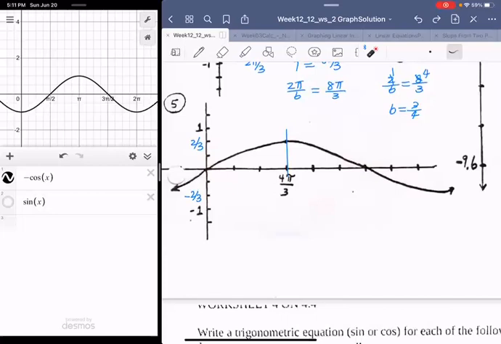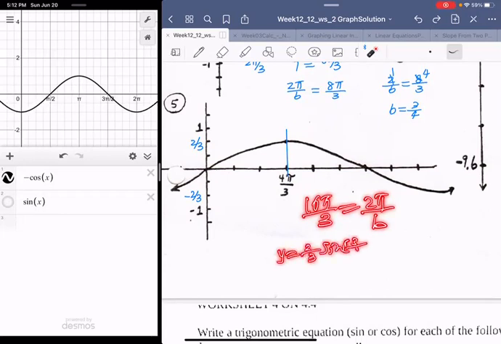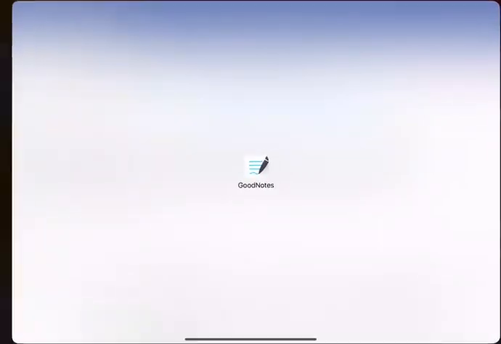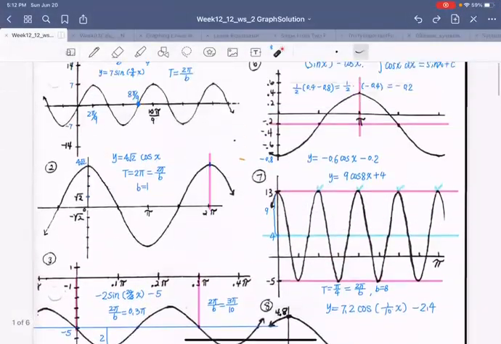The midline is 0 and the amplitude is 2/3. The period length is like 16 pi over 3. So 2 pi divided by 16 pi over 3 gets you b, and b is 3/8. It's positive, so it's y equals 2/3 sine times 3/8 x. Very good. Perfect. Wow. The girls in this class are way better than the boys. Okay, that's number 5. Now let's do number 6.